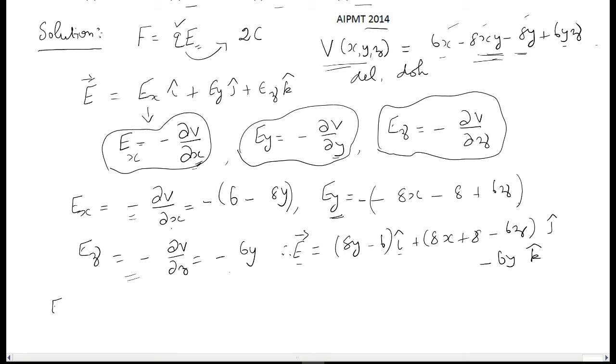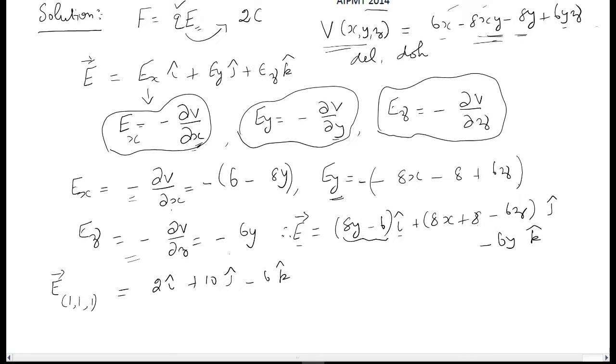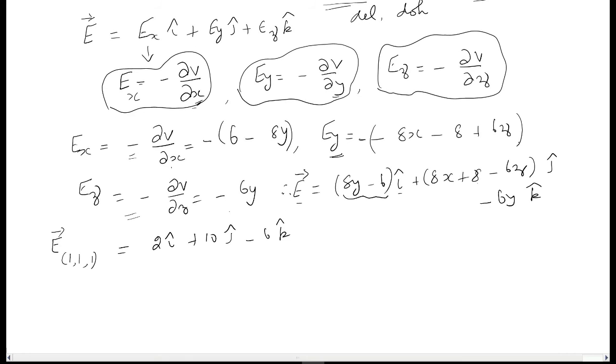But we want to find E at the point (1, 1, 1). It means put the x value, y value, z value each equal to 1. So here you will get 8 minus 6, so 2 i cap. Here 8 plus 8 minus 6, so plus 10 j cap. Here y is 1, so minus 6 k cap. This is the expression for the electric field. This expression contains both magnitude and direction.